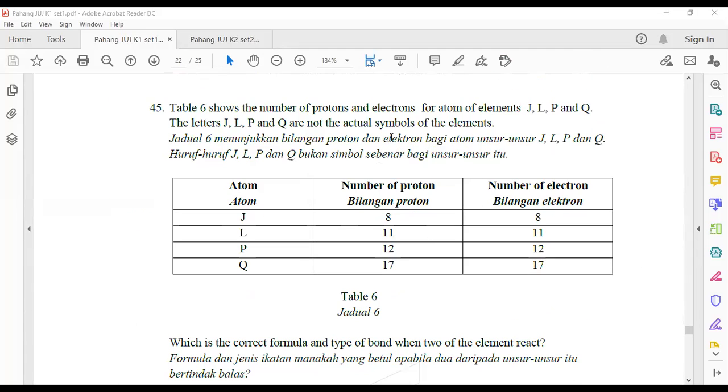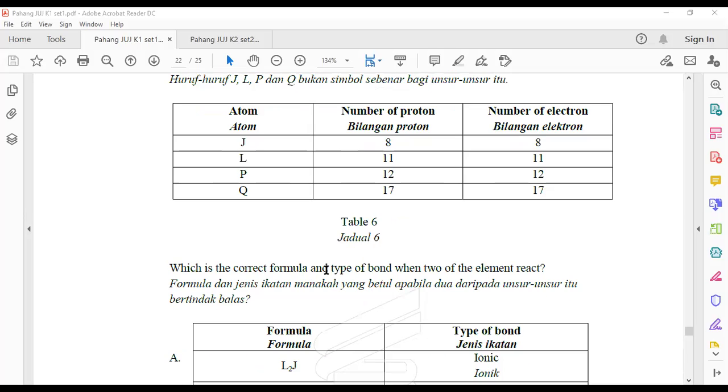Okay, now next part, number 45. It shows the number of protons and electrons of elements J, L, P, and Q. Now, which is the correct formula and type of bond formed? If we are given the number of protons and the number of electrons, we start writing the electron arrangement. Can you see 8 and 8, 11 and 11, 12 and 12, 17 and 17? That means these are all neutral atoms. Therefore, the electron arrangement for J will be 2, 6. For L will be 2, 8, 1; 2, 8, 2; and 2, 8, 7. Now, which one is correct?